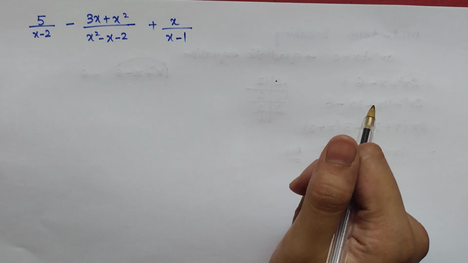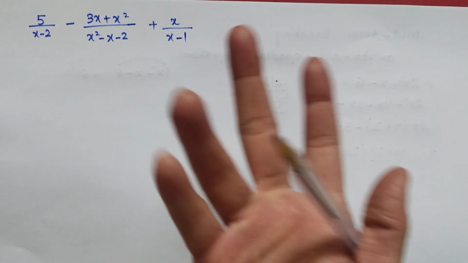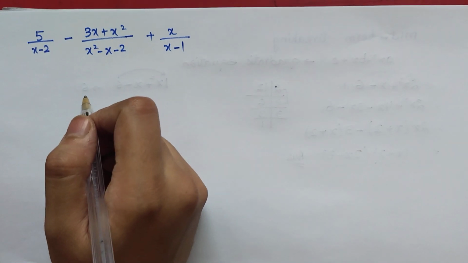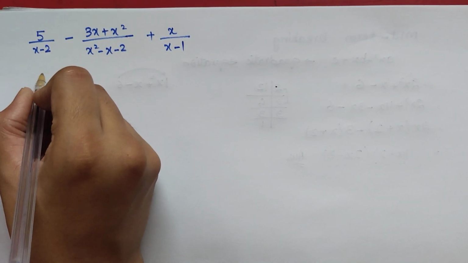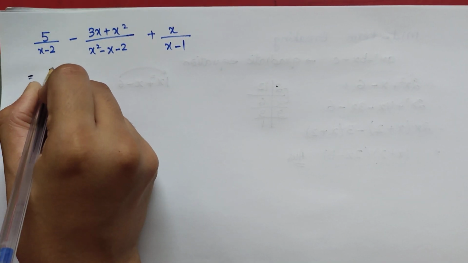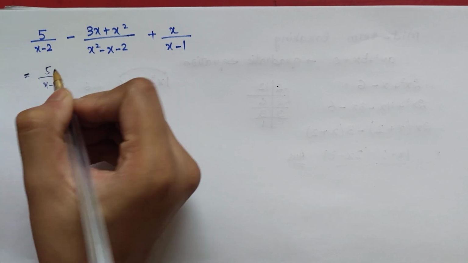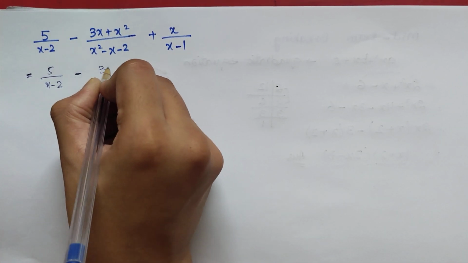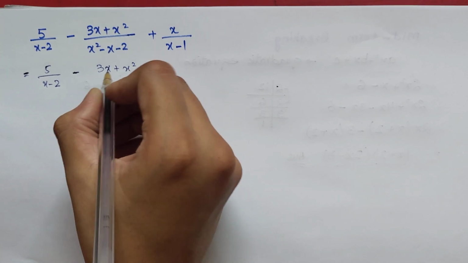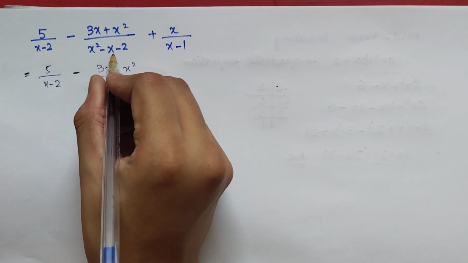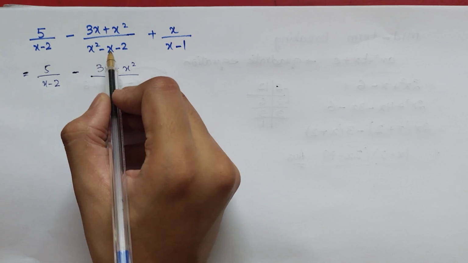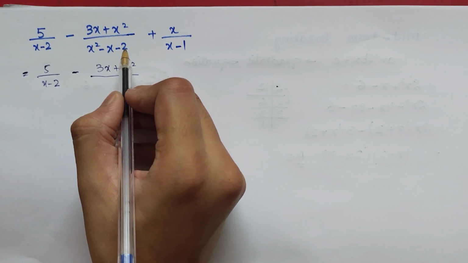Another question which is like this, and you have to again simplify it. Let's start the simplification. How is it possible? It's 5 over x minus 2, it will remain the same, nothing possible, minus 3x plus x square, I'm writing it the same again, over x square minus x minus 2. This is your quadratic expression, x square and then x and then constant. So I have to do midterm breaking here.